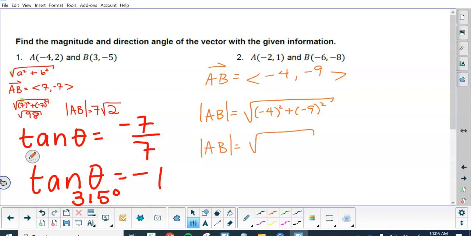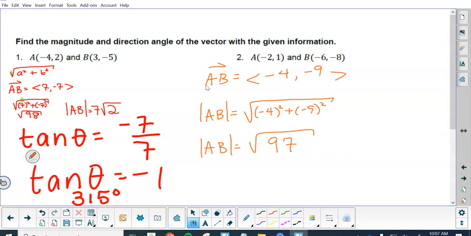All right, so the magnitude is going to be 16 plus 81. What's 16 plus 81? Yeah. There's no perfect squares. So the magnitude is just going to be the square root of 97. Now remember, it is your job to not let yourself ride this entire class period being confused. You got to tell me if you get tripped up. All right, so there's the magnitude.